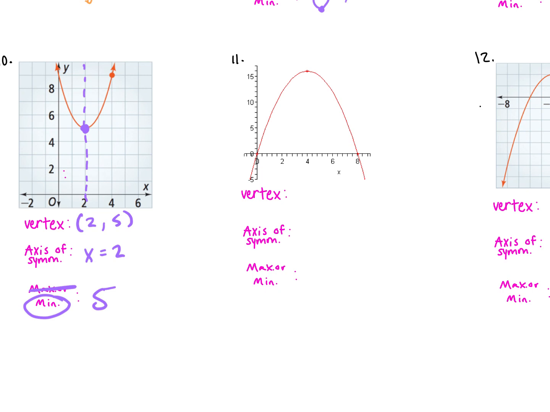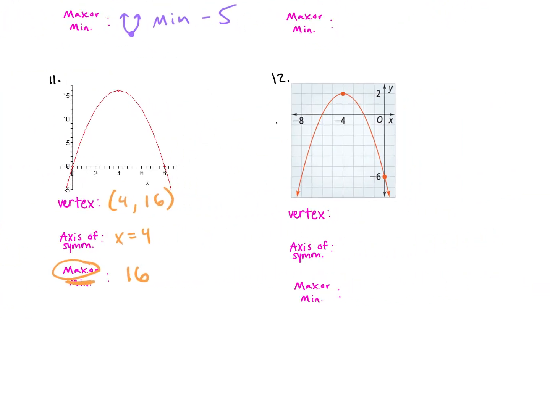All right, let's look at 11. What's my vertex? 4, 16. What's my axis of symmetry? x equals 4. And do I have a maximum or minimum? Maximum. I have a maximum. What's my maximum value? 16.